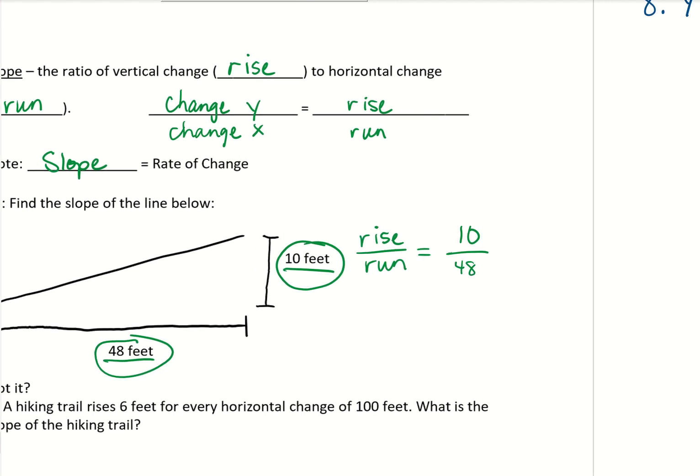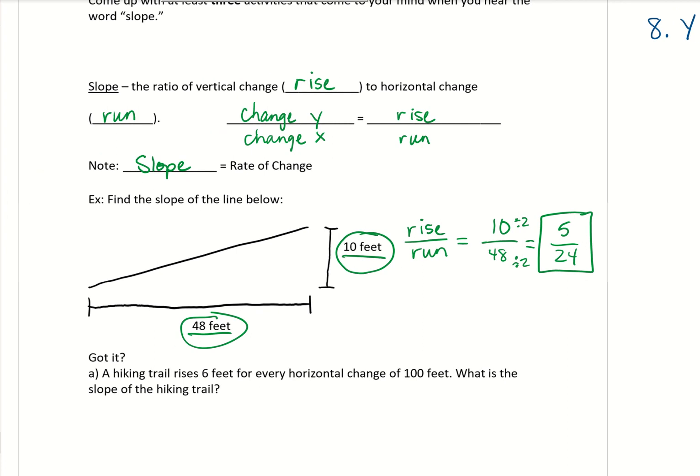Okay, and then we can simplify that. Okay, so I know that both of those are divisible by 2. So if I divide 10 by 2, that gives me 5. If I divide 48 by 2, that's going to give me 24. And that is as far as I can simplify that one because 5 is prime. Okay, so 5 over 24 is your rate of change or your slope for that line.